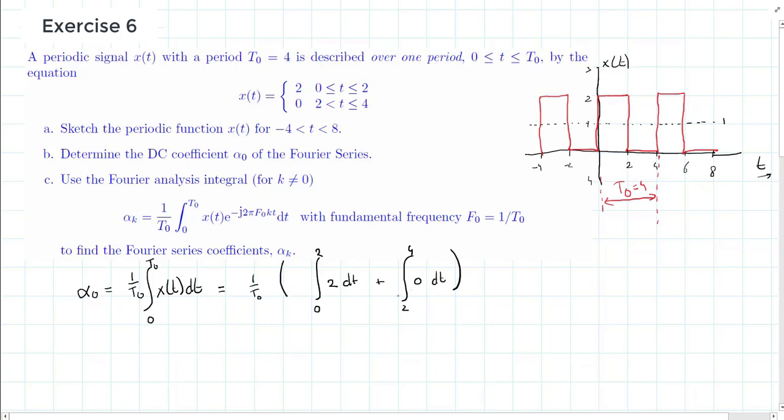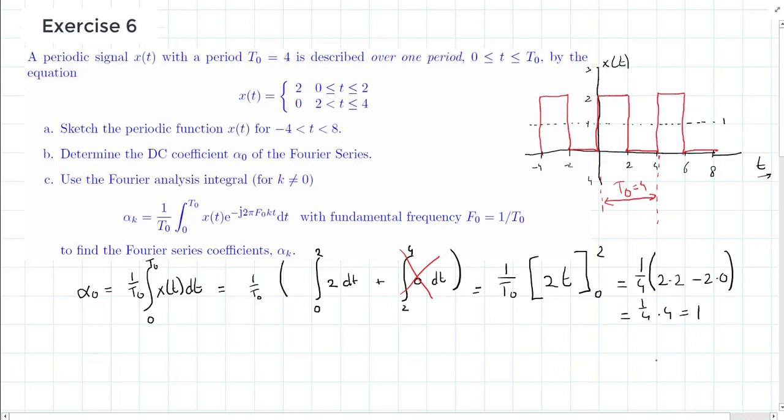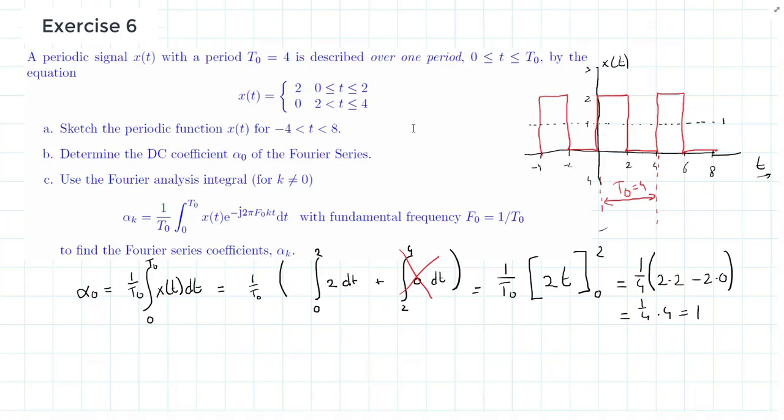So as you can see, this integral simply vanishes, and we're left with this integral. So if we were to integrate, we would get 2 times t over 0 to 2. So we have 1 over 4 because the period is 4 long, and we have 2 times 2 minus 2 times 0, and we would simply get 1 over 4 times 4 is equal to 1. So that's our DC coefficient alpha 0.